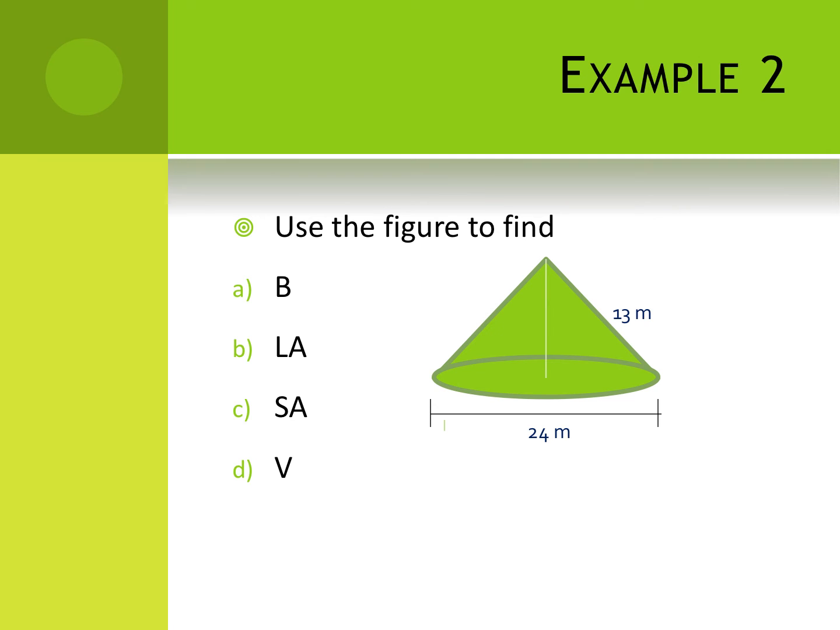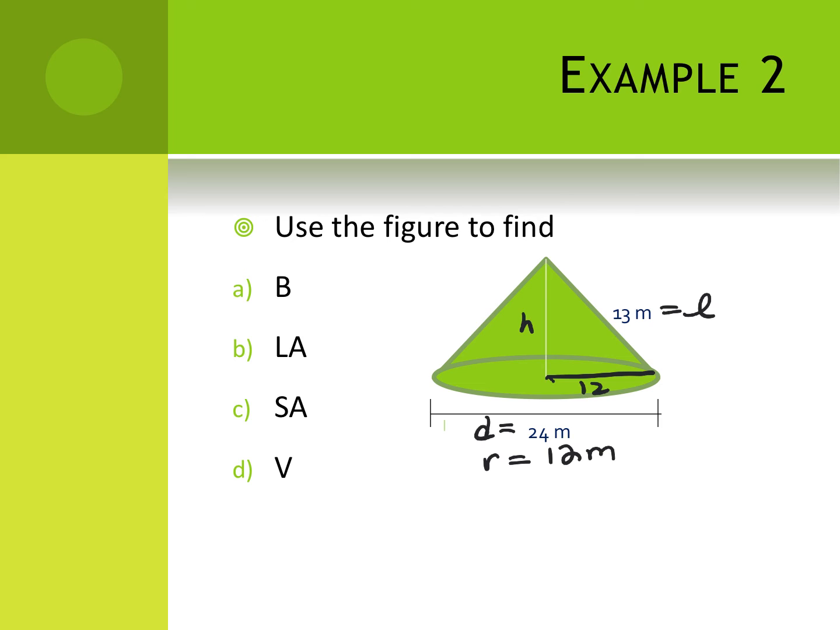So for example 2, the only difference here is they didn't give me the radius, they gave me a diameter. So the 24 is the diameter. I need to turn it into a radius by dividing it by 2. So the radius is 12. I could go ahead and calculate my height while I'm right here. So again, we've got the radius, which is 12. We've got the slant height, which is the 13.